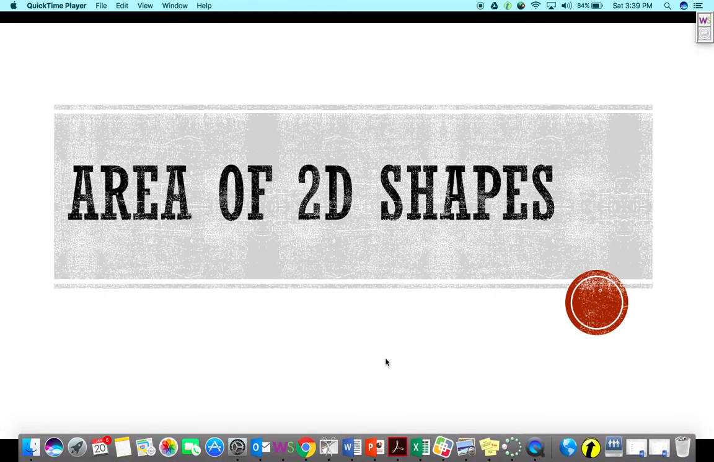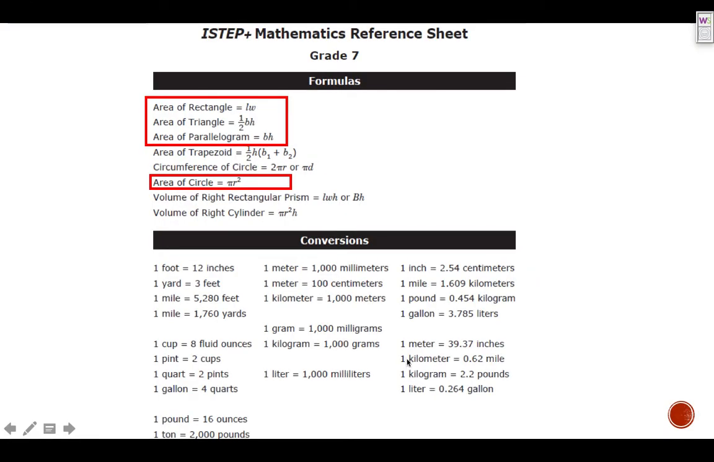Today we're going to talk about how to find the area of 2D shapes. If you look at your reference sheet, we've talked about how to find the area of a rectangle, and a triangle, and a parallelogram, and a circle. Today, we're going to mix these shapes all up and make sure we know how to identify which shape is which, and then which formula to use.